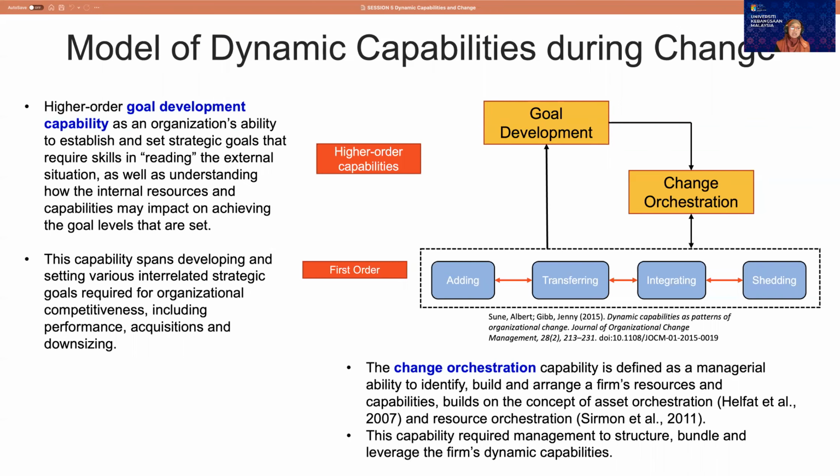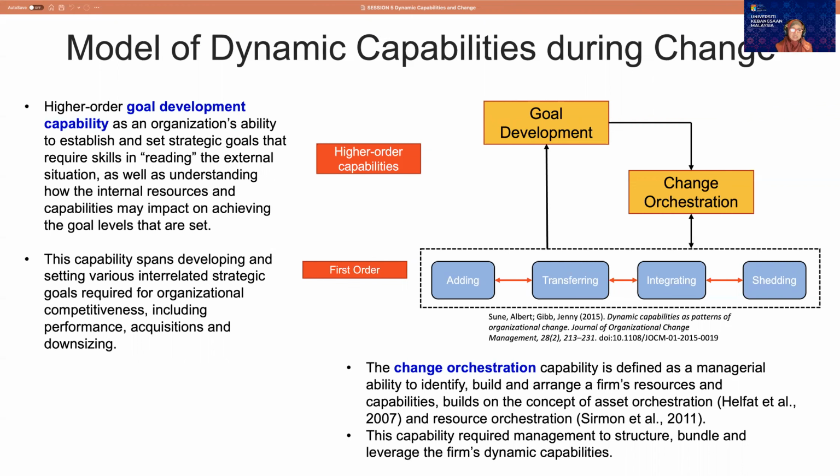Okay, so this requires understanding how the internal resources and capabilities may impact our work, yeah, on achieving the goal levels that are set. So when you change your goal due to the changes in the environment, you also need to modify or make some changes to the internal resources.